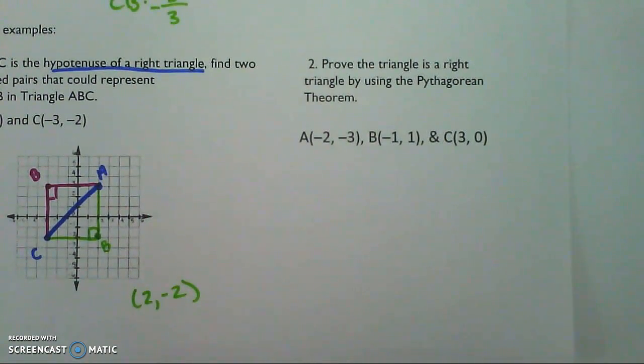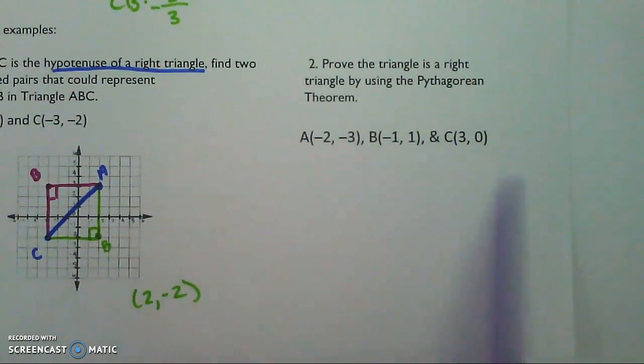Okay, so last one, prove the triangle is a right triangle by using the Pythagorean theorem. Notice there is not a graph provided for this one. So if they're asking you to use the Pythagorean theorem to show it, then you guys are going to have to use the distance formula with these points to figure out the lengths of those sides. And then lastly, you'll plug the lengths of those sides into the Pythagorean theorem.